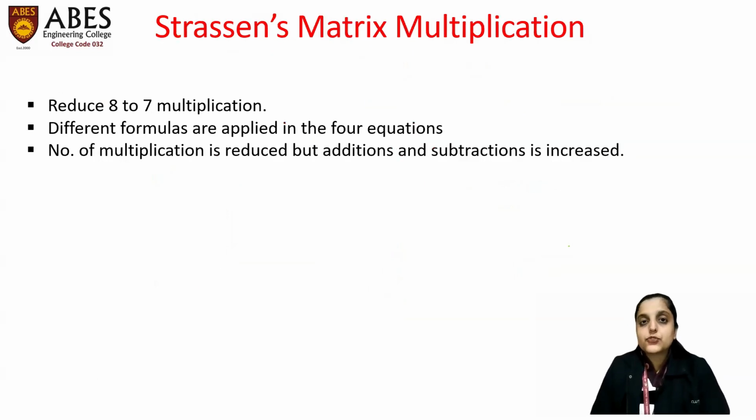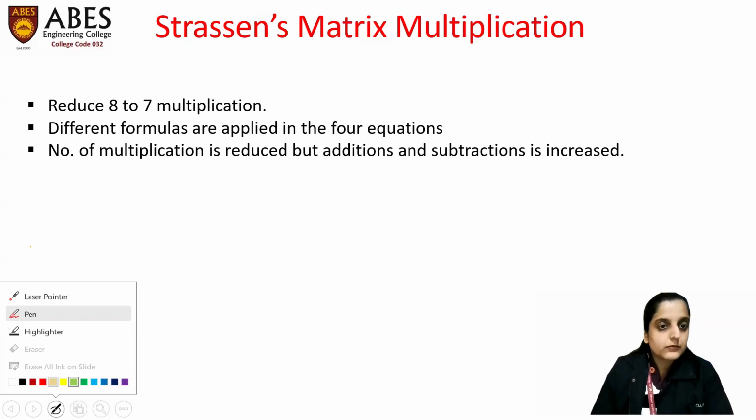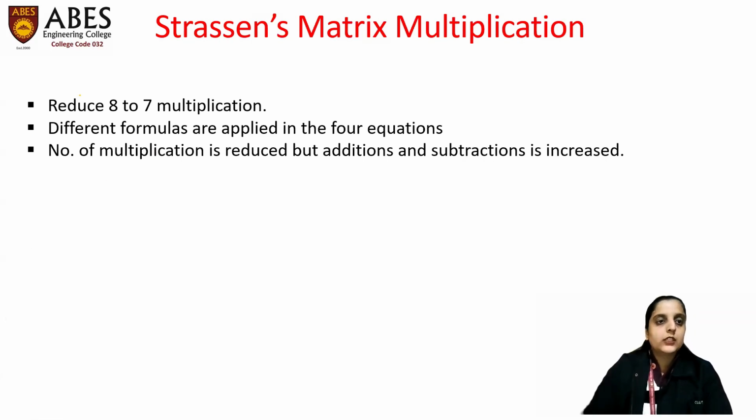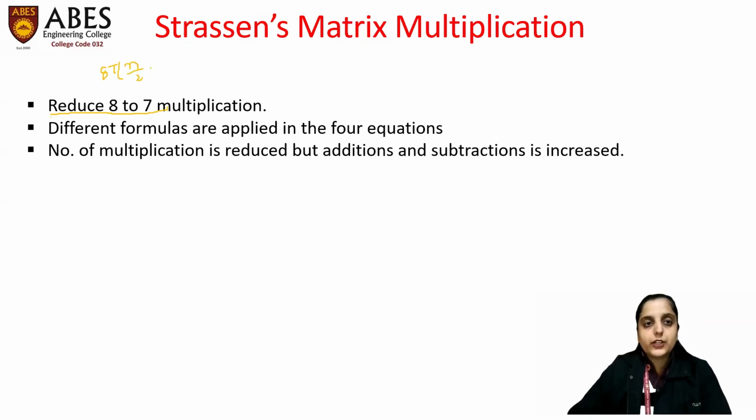So now here comes Strassen's matrix multiplication. Strassen says, I am going to help you reduce some time complexity. As you can see here, let me take my pen. It is going to reduce the total number of multiplications from 8 to 7. Means in our previous recurrence equation, 8T(n/2) plus O of n square, it says that I will reduce this 8 to 7. Now we'll see how it will do that.